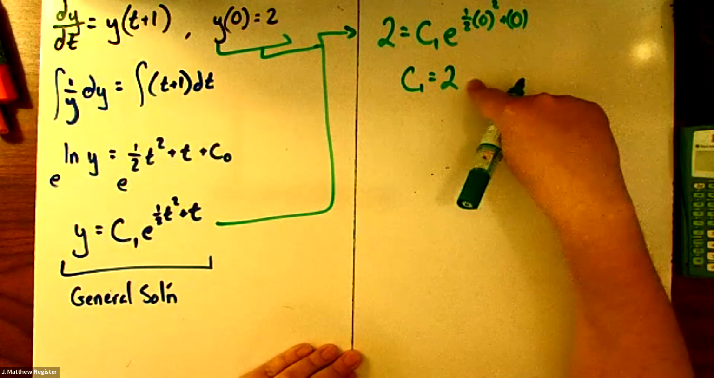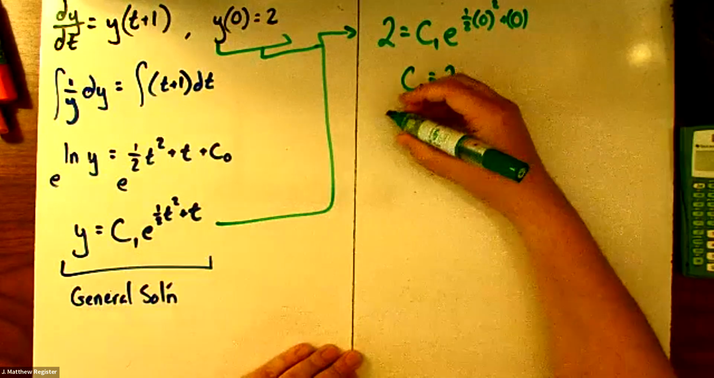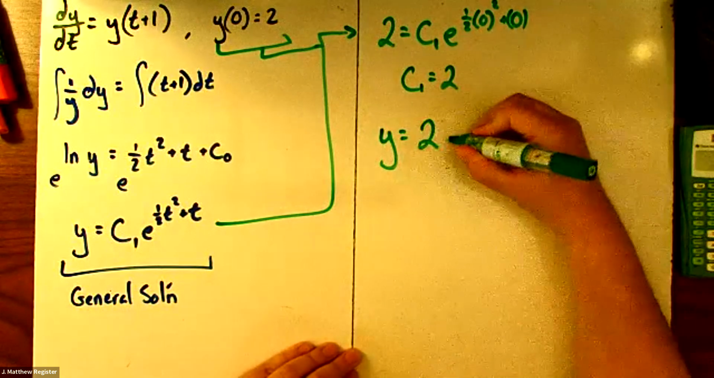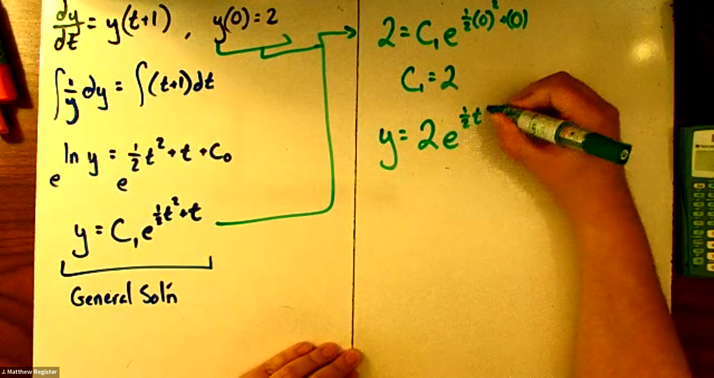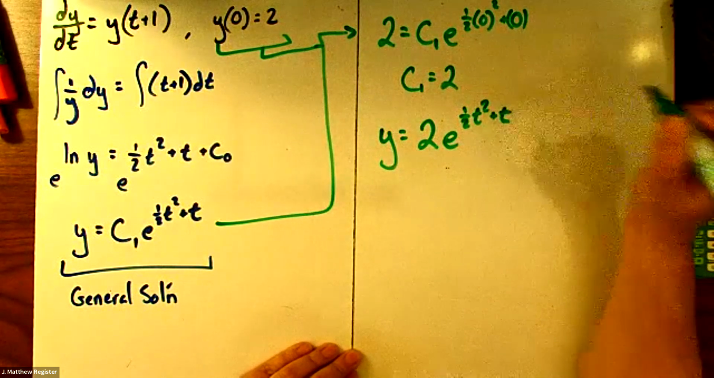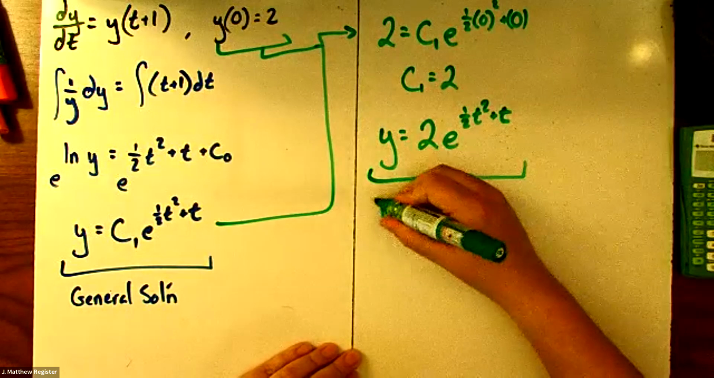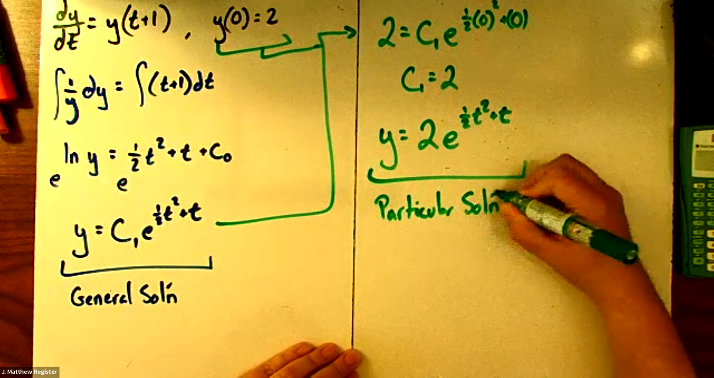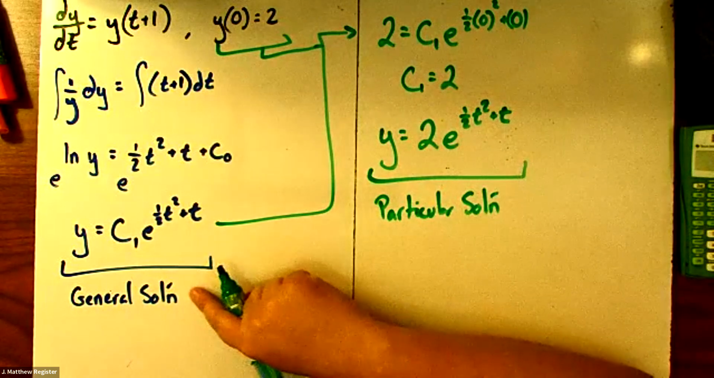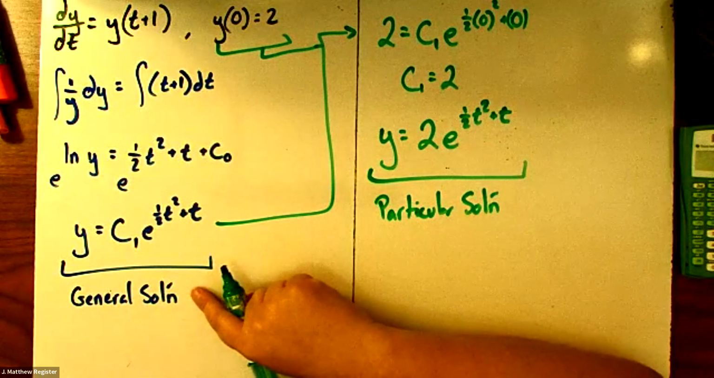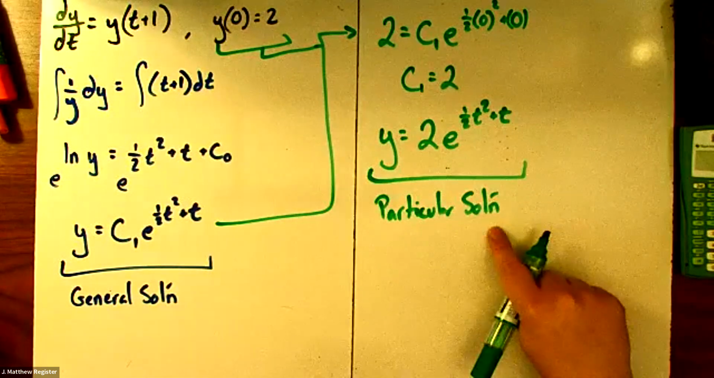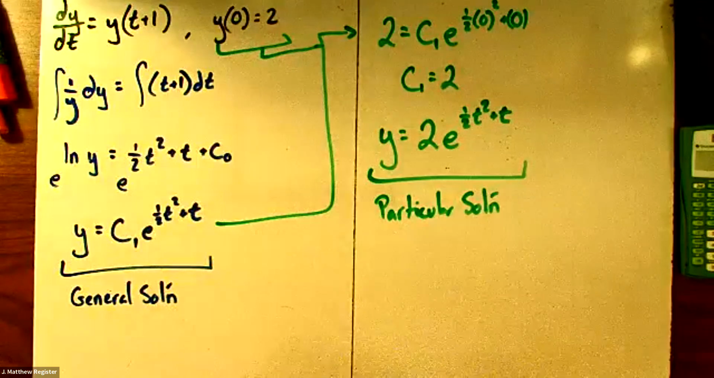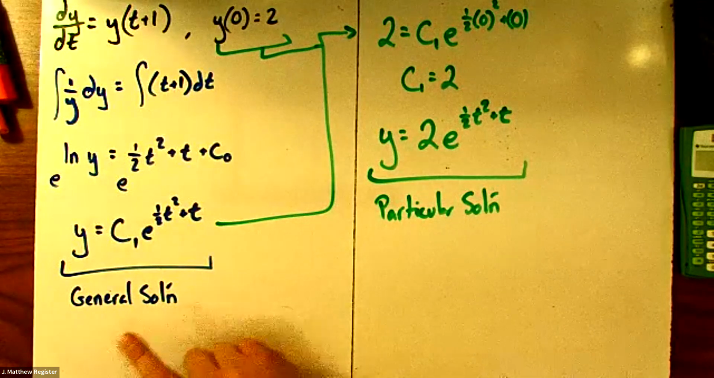Well, now that we have C1 is equal to 2, we can plug that in here and get our particular solution. And so y is equal to 2 e to the 1/2 t squared plus t. And again, this is what we call the particular solution. The general solution tells you what all of the solutions for the differential equation will look like. The particular solution tells you what the solution to this differential equation is when we have this particular initial condition. And that's really the distinction between these.